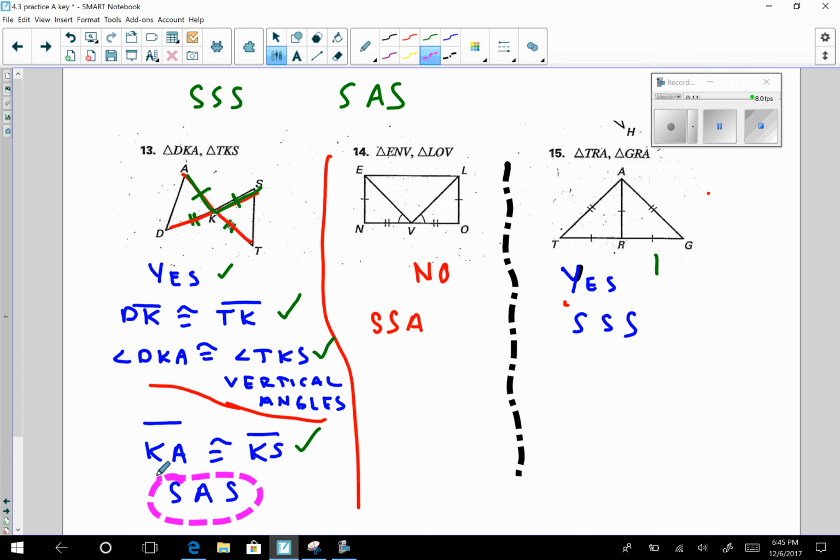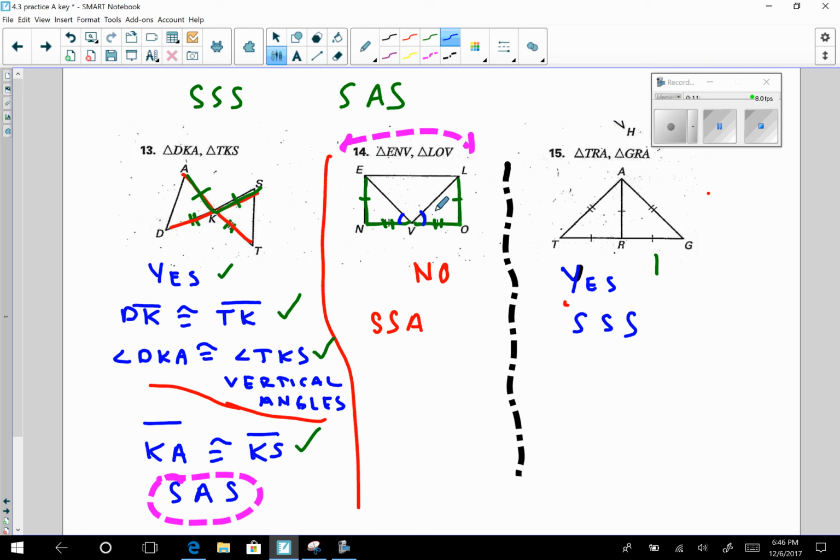Talking about number 14, I don't believe that I can prove that these triangles ENV and LOV are congruent. Again, it appears that they are, but we don't have a side-side-angle congruence statement. We do have NE congruent to LO, and we do have NV congruent to OV. Oh, and in the diagram, they tell us these angles are congruent.